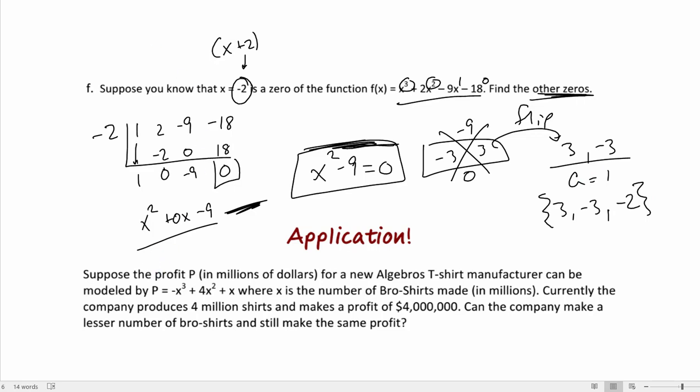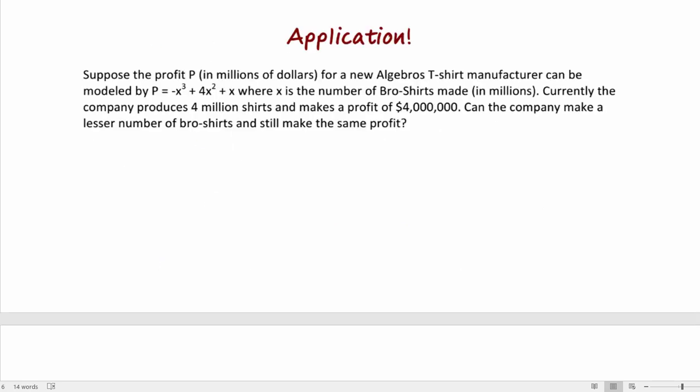Let's go on to the application problem. Suppose the profit P in millions of dollars for a new Algebros t-shirt manufacturer can be modeled by that P equals all that stuff there, where X is the number of bro shirts made in millions. Currently, the company produces 4 million shirts and makes a profit of $4 million. Can the company make a lesser number of bro shirts and still make the same profit? So according to this problem, we want to find out if there's other numbers that I can technically plug in and get the same number out.